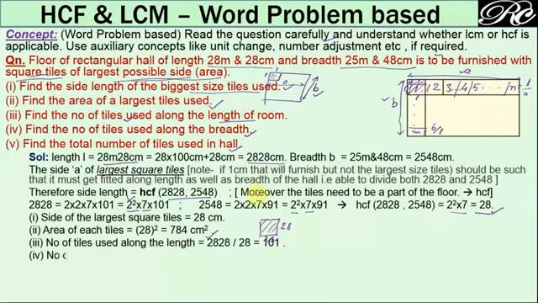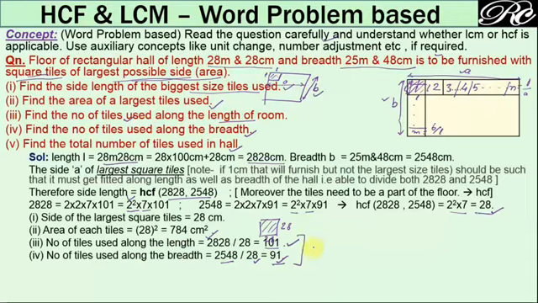So let us say it is written here. Number of tiles used along the length is A by L. It is 2828 by 28, it is 101. And number of tiles used along the width will again be the breadth of the rectangular hall divided by the side length of tiles. It is 2548 divided by 28, it is 91. So this many tiles are used along the length, this many tiles along the breadth.